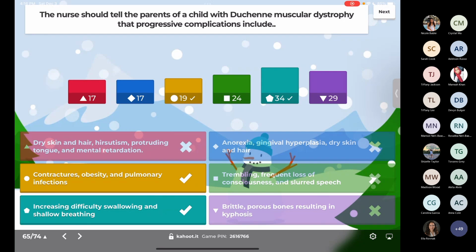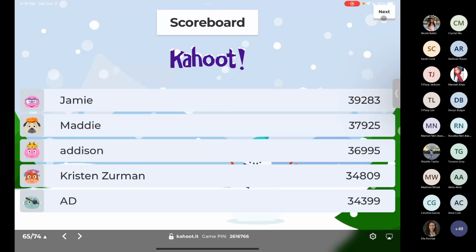Not at risk for the anorexia, dry skin. There's no mental changes, so they're not going to have that slurred speech, consciousness, etc. And this doesn't affect their bones in any way. It simply affects the skeletal muscle.